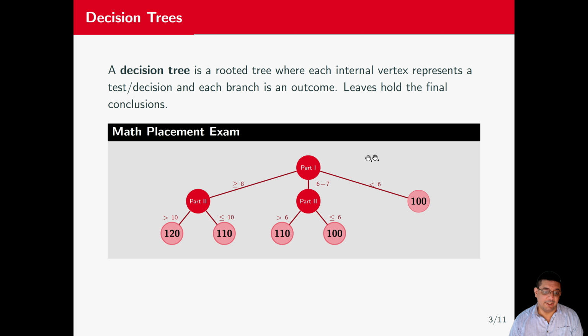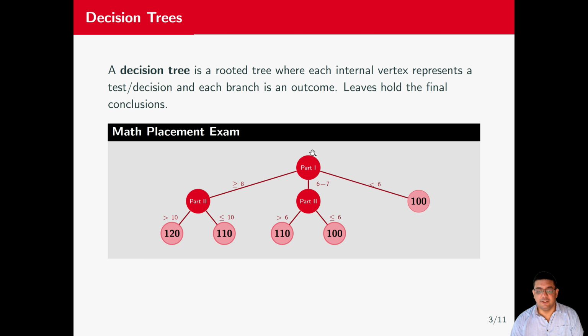So for example here, a math placement exam. On the first part, we verify certain conditions. For example, if you got in part 1 less than 6, then you get 100. If you got bigger than 8, then in part 2, if you got, let's say, bigger than 10, then you have 120 points. If you got less than 10, then you can get 110. If for part 1 you got between 6 and 7 points, then in part 2, if you get bigger than 6, you're going to get 110. And if you get less than 6 points, then you're going to have around 100.